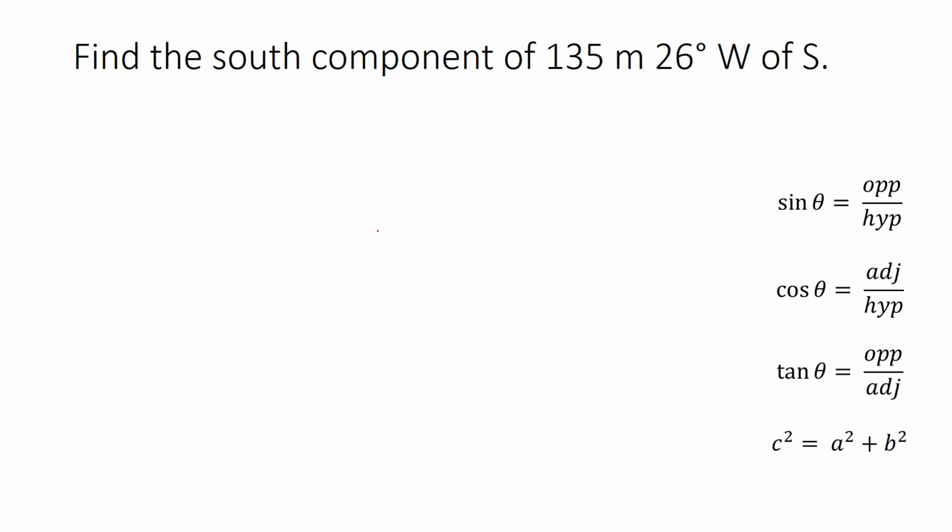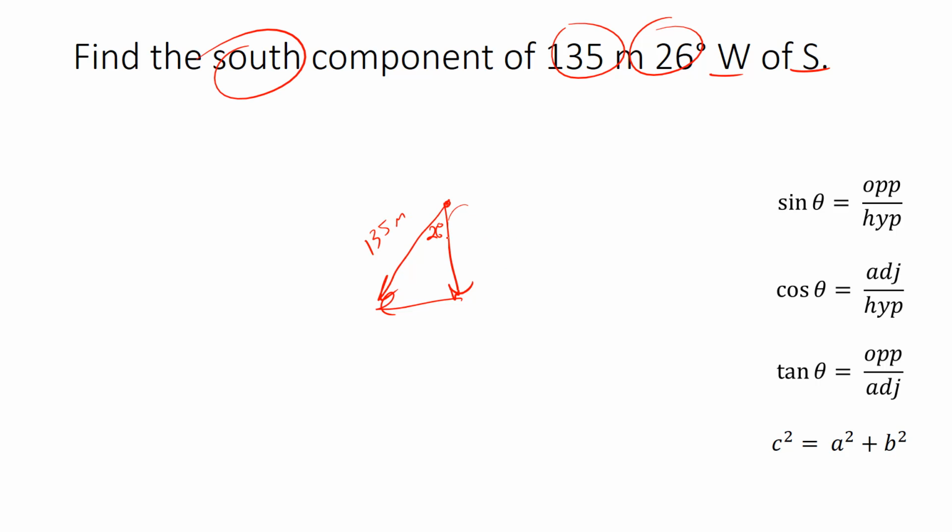Okay, taking the same example, but now solving for the south component. You draw it again: go south, because that's the last thing we see, then go west, then draw in the resultant. Now we have a place to put this angle, and the 135 always goes on the hypotenuse, the way it's worded. Now we're looking for our south component. There's only one arrow drawn in a southward direction, and that is our adjacent side, because it's not the opposite and it's not the hypotenuse.